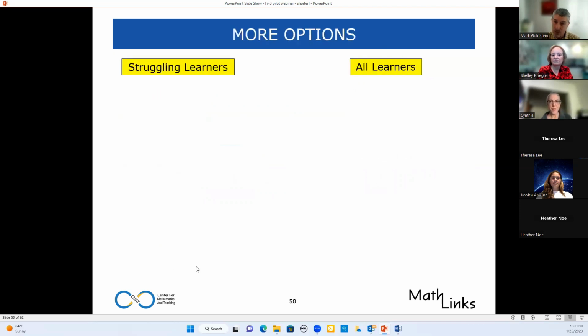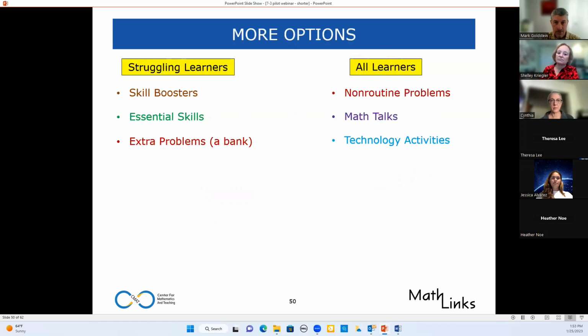There are plenty of extra resources. Some of them are aimed specifically at struggling learners. And of course, there are others that are aimed at all learners.